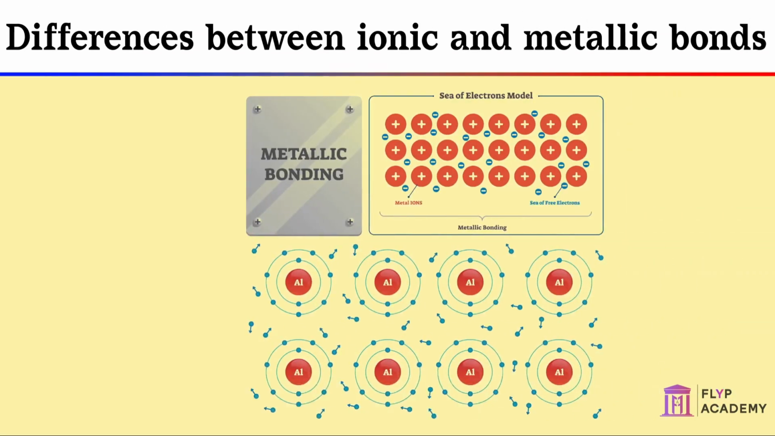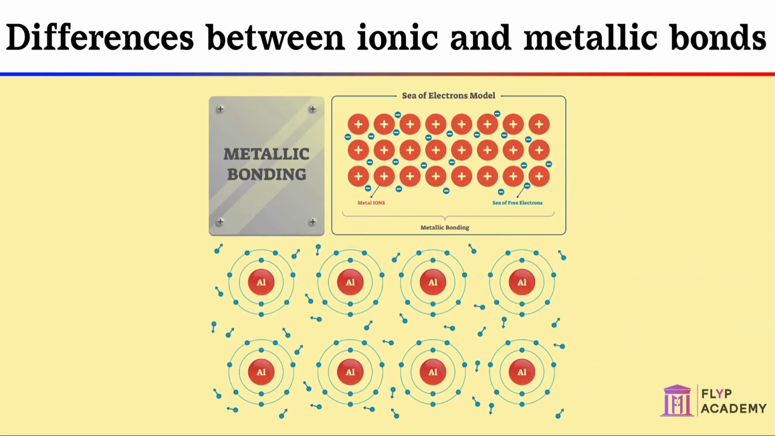We remember that ionic bonding happens between a metal and a non-metal atom. Metallic bond happens mainly between the same types of atoms. In ionic bonds, one atom is losing electrons and the other is gaining that electron. In metallic bonds, all the atoms lose electrons. Now, the question is, what happens to those electrons?